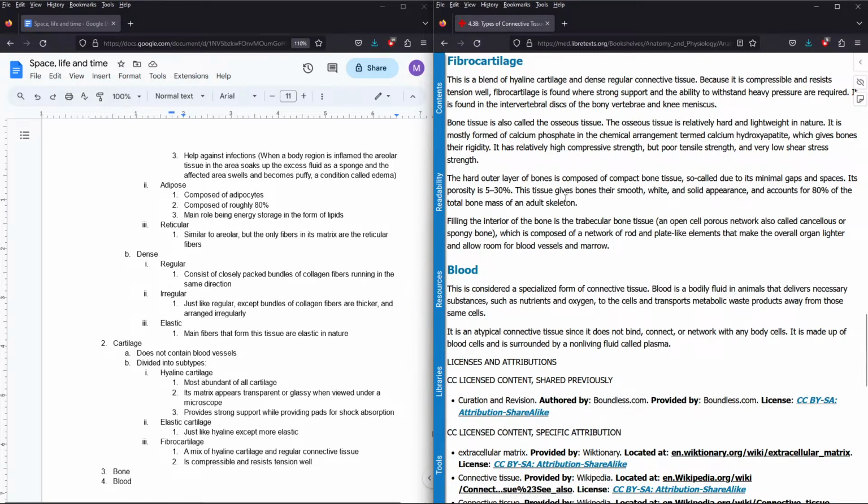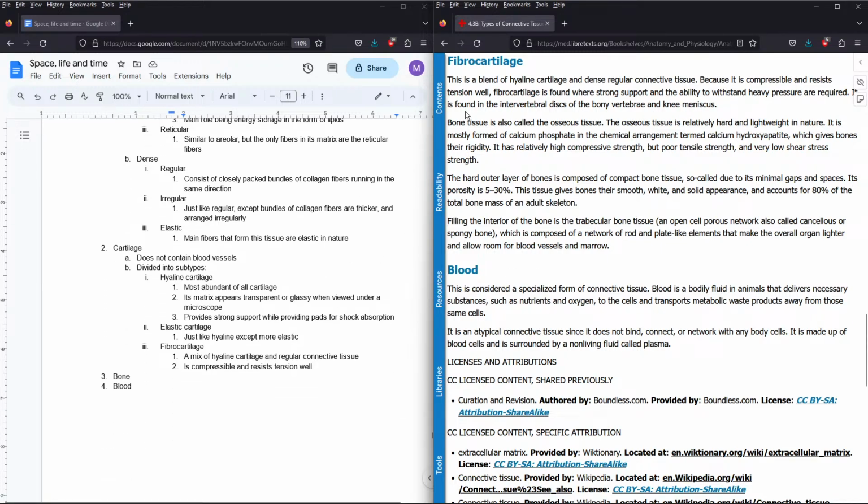Hydroxyapatite is a crystal form of calcium and a chemical arrangement of calcium, yes, which gives bones their rigidity. Bone tissue. Oh wait, that's why, because over here it should be the next part.